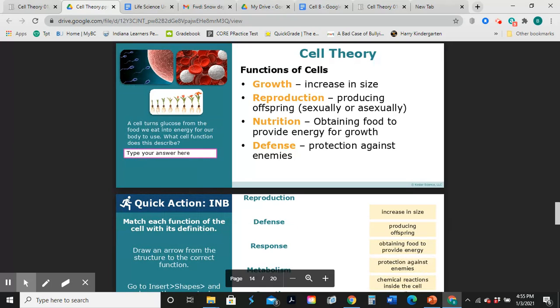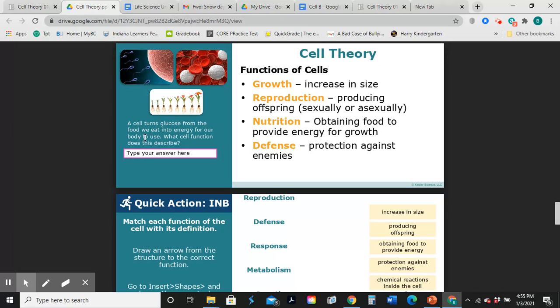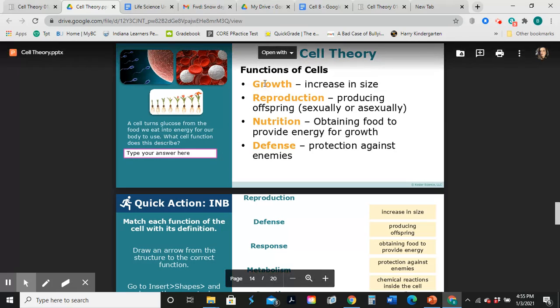Functions of cells. They grow. You have growth. It increases the size. Reproduction reproduces offspring sexually or asexually. Nutrition means obtaining food to provide energy for growth. Defense, protection against enemies. A cell turns glucose from the food we eat into energy for our body to use. What cell function does this describe? Is it going to be growth, reproduction, nutrition, or defense?